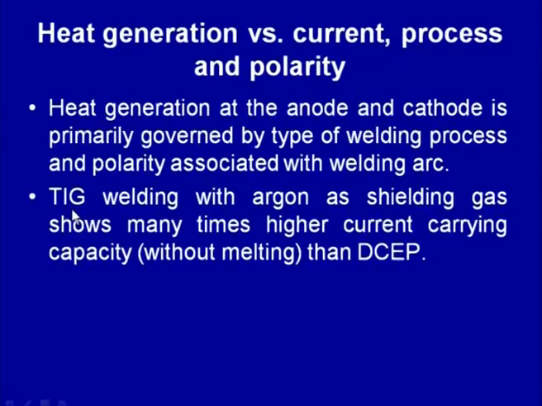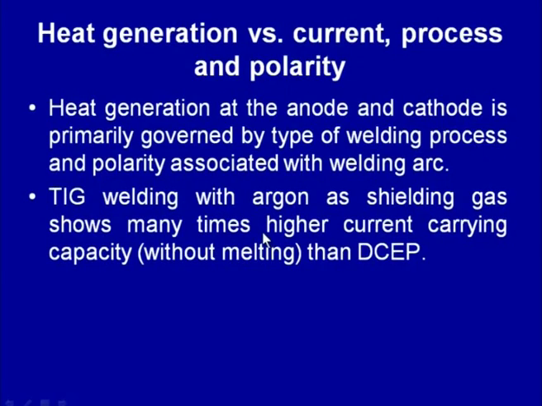Similarly, the amount of welding current which can be used primarily depends upon the size of the electrode being used and the type of welding process in question. So, for controlling the amount of heat generation, it is important to see what kind of polarity can be used with a particular process. For example, TIG welding, when used with argon as a shielding gas, offers higher current capacity when DCEN is used, that is when the electrode is made negative, as compared to when the electrode is made positive, because when the electrode is made positive, the tungsten electrode tends to melt because of the high heat generation on the electrode side.